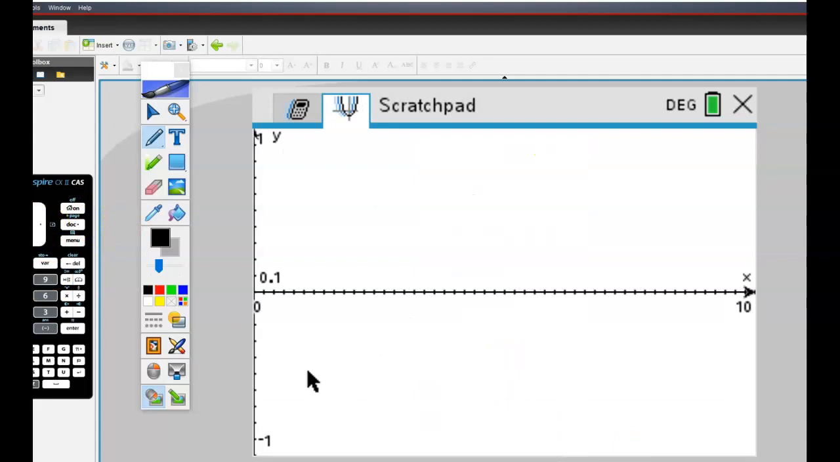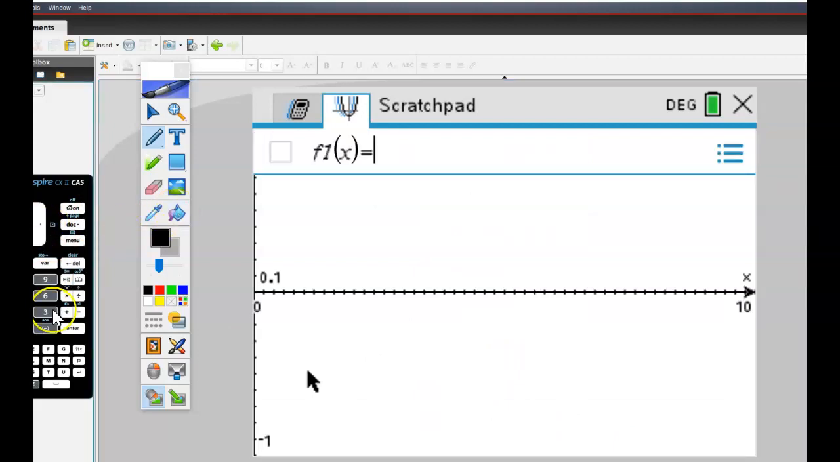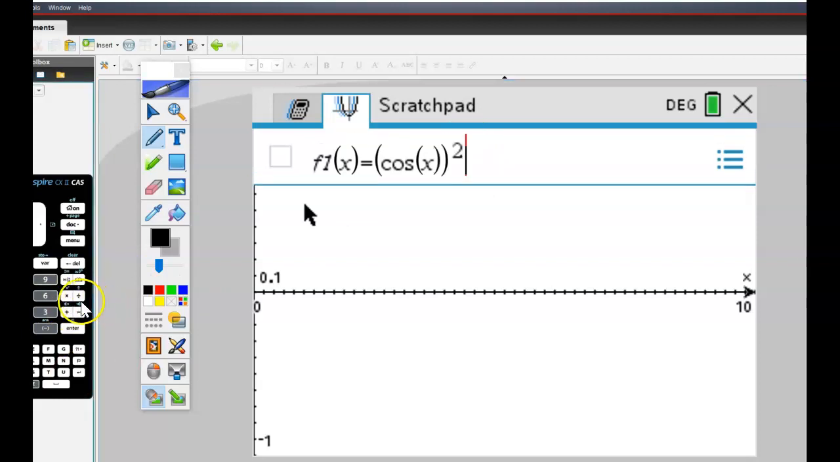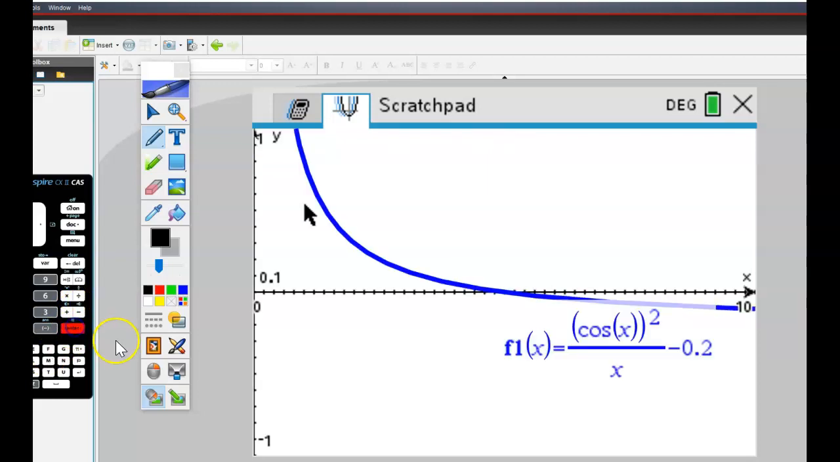Okay, so now we're going to graph the function. So I'm going to go tab to get to my graph feature, and it was cos x. So opening my bracket, trig, cos x, and this whole thing was squared. Then it was divided by x, and then I'm subtracting from that 1/5, which is really 0.2. So if I enter that, I end up getting a graph that looks something like this.